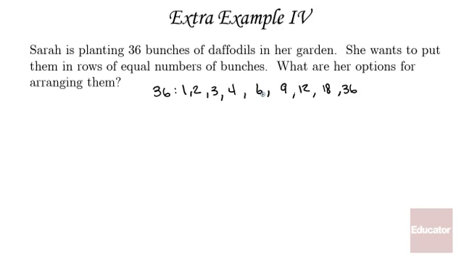Remember to use pairs so that you don't drop any of the factors. So for example, 1 times 36, 2 times 18, and so on. So the different ways that we could line up these daffodils. Let's call our first column the number of rows, and our second column will be the number of daffodil bunches.